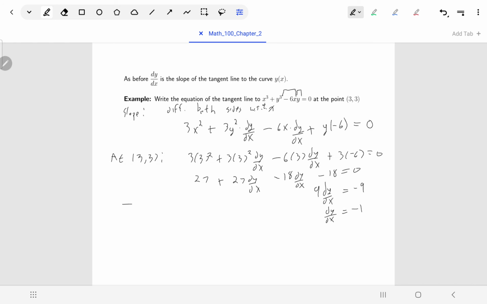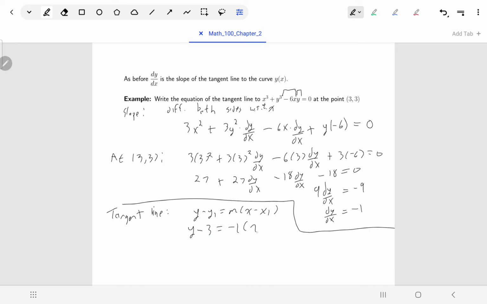And so now we can come up with the equation of our tangent line. y minus the y coordinate equals our slope times x minus our x coordinate. The y value for our point is 3, the slope is negative 1, and the x coordinate is 3. And then just a little bit of cleaning things up, and then we're finished. So I have y equals negative x plus 6, or y equals 6 minus x, as the equation of my tangent line.